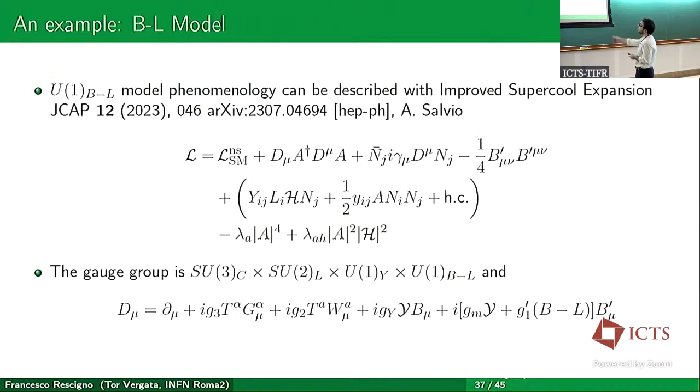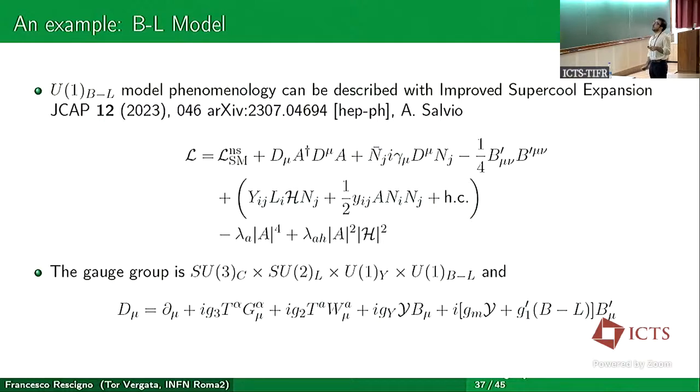Okay, now let me do a small example of a model. So we will extend the standard model with a U(1) B minus L gauge group. This model was first described using the improved supercooled expansion in this paper here. Of course, it's a well-known model, but with the supercooled expansion, for the first time, it has been analyzed here. And you can see the no-scale part of the standard model.